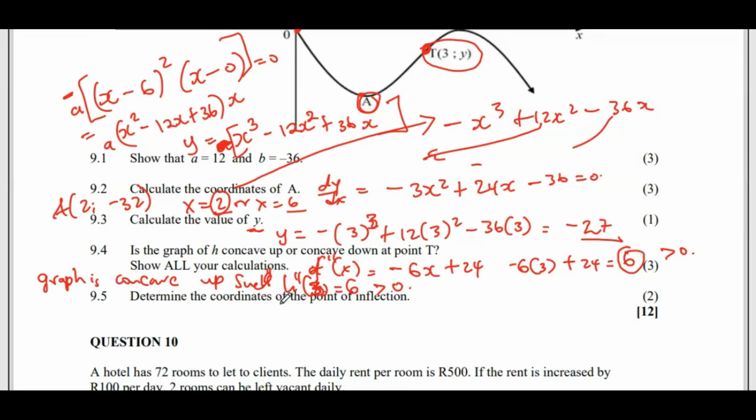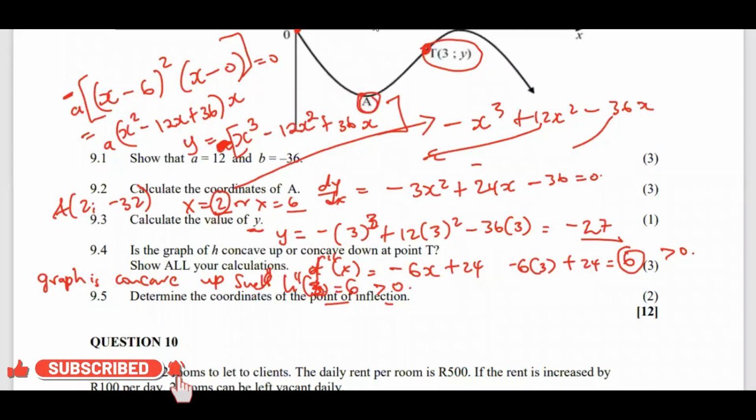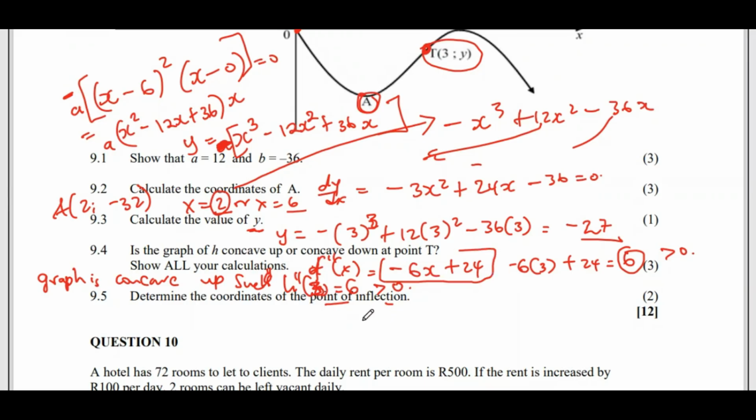Then determine the coordinates of the point of inflection. So for the point of inflection, we need to find the second derivative and equate it to 0, which we got. So we said negative 6x plus 24 must be equal to 0. Move the 24 to that side: negative 6x is equal to negative 24, which means x is 4.